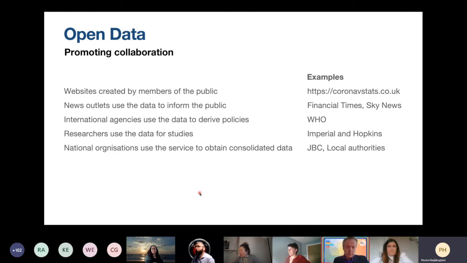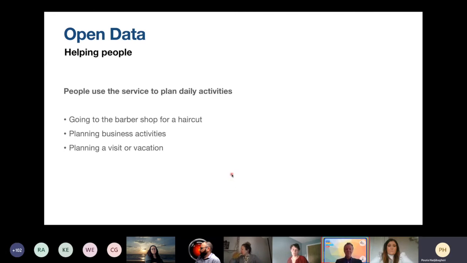There are international agencies that use the service, such as WHO, researchers from Imperial, Hopkins, Oxford, Cambridge. They use the data to create models or do their analysis. And there are national organizations that use the service to obtain consolidated data, such as JVC, local authorities, the military. Different organizations use the API, which is public. Anyone in the world can use it to do their own analysis and help their own work.